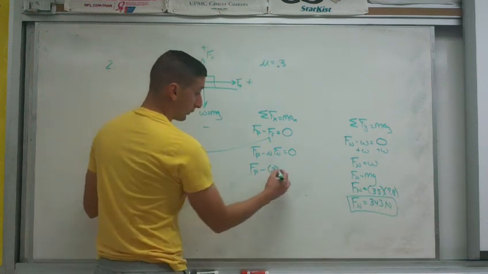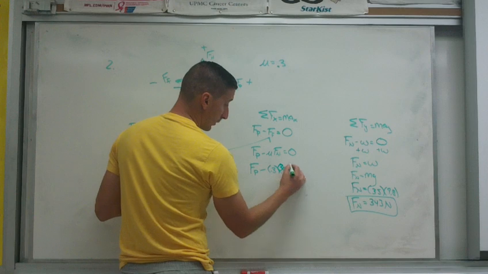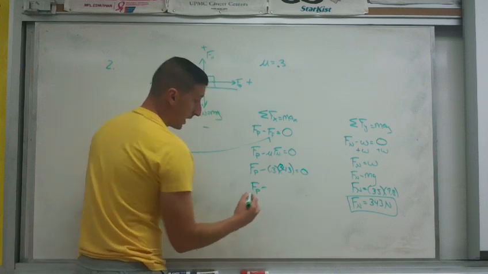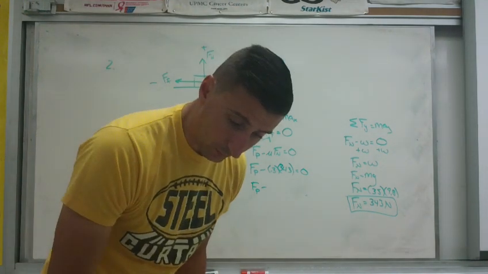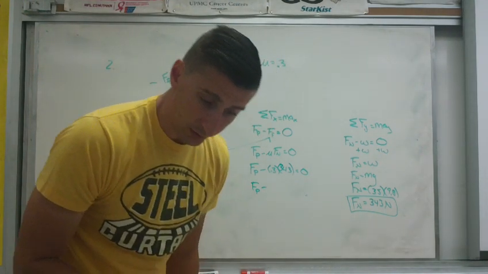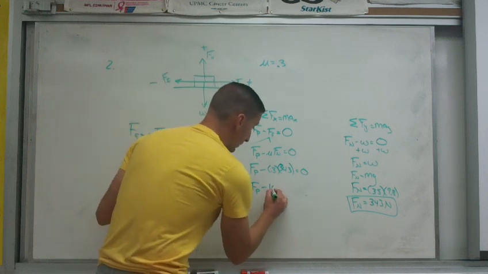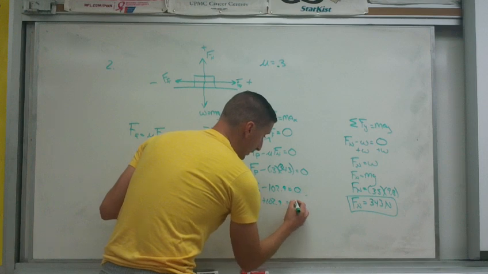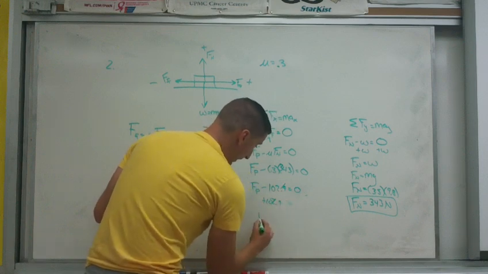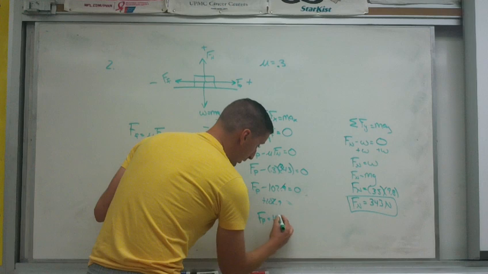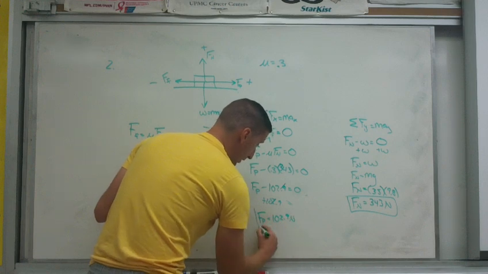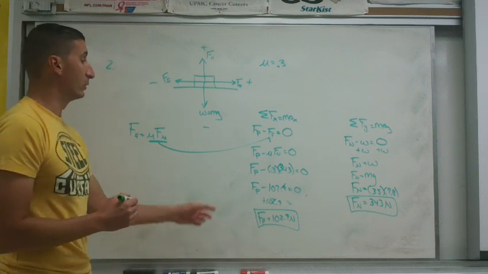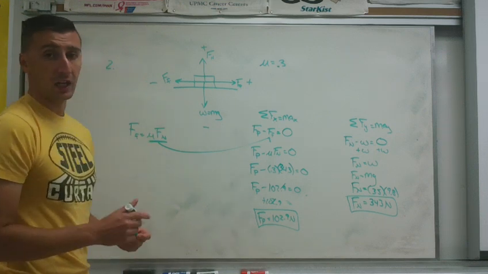So I plug in here 343, because that's the normal force. I go ahead and solve. Fp minus 0.3 times 343 gives me 102.9. I add 102.9. Cancels out. I get Fp equals 102.9 newtons. So it requires a 102.9 Newton force to get that box to stay at a constant speed.